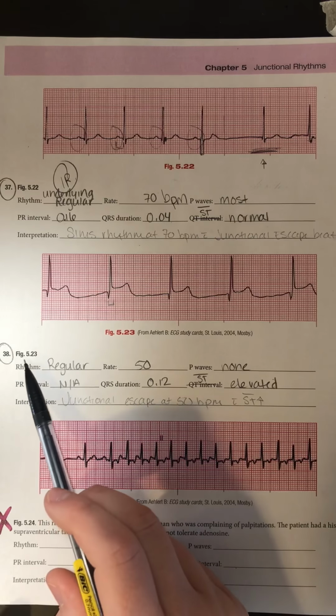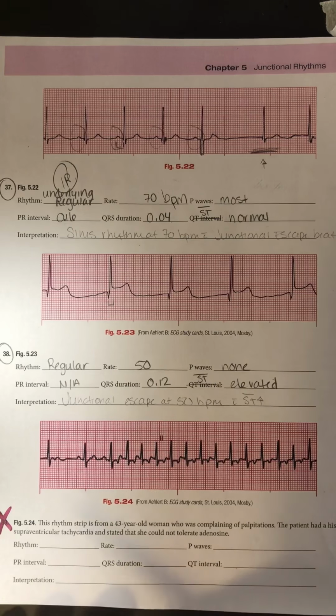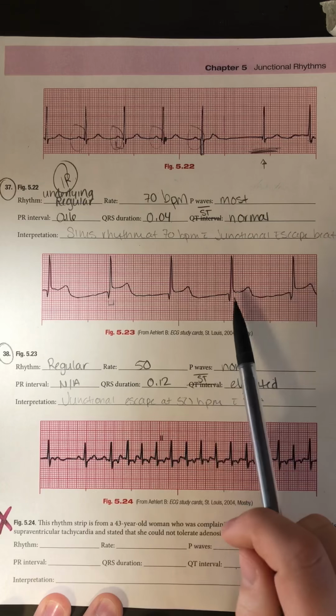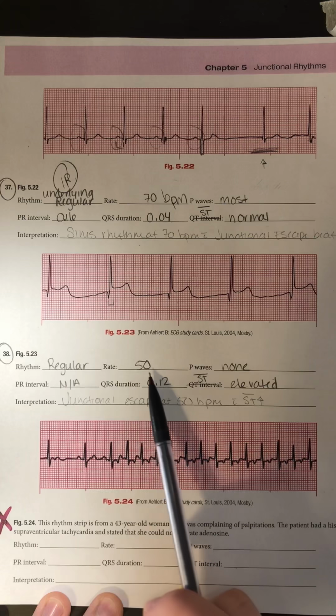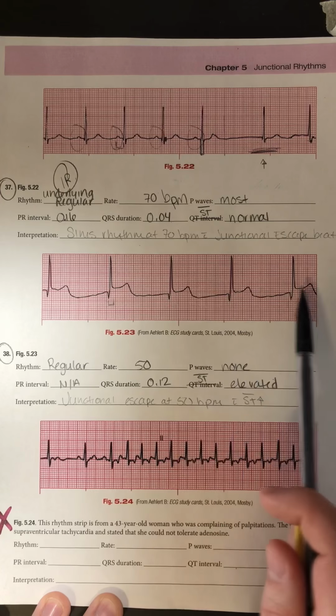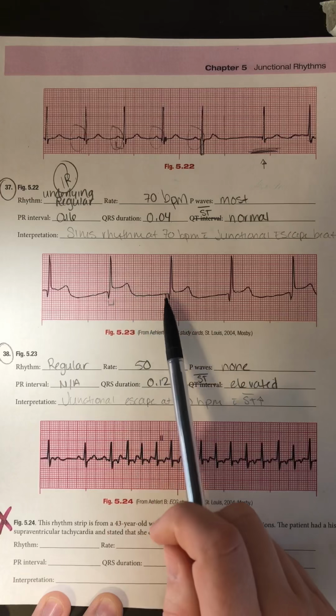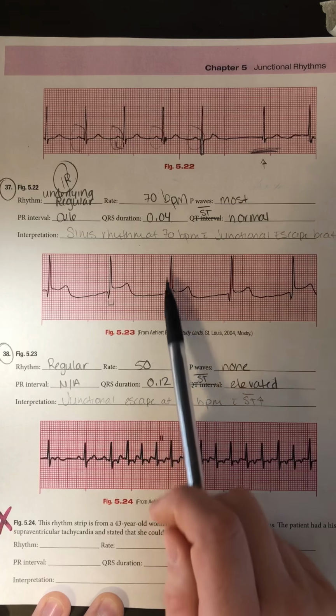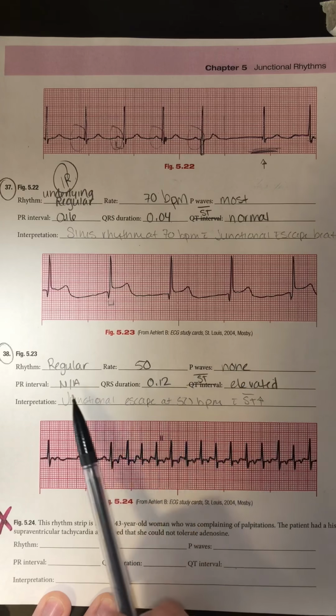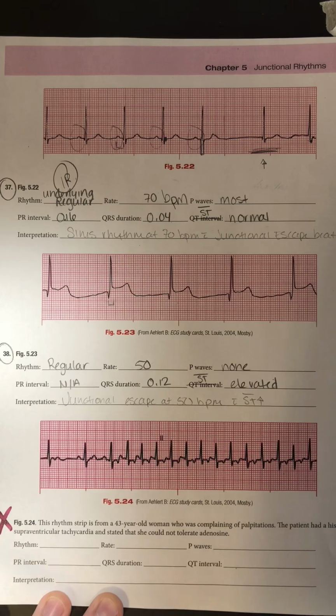All right, number 38, figure 5.23. It is regular. So I put regular, my rate, 1, 2, 3, 4, 5 times 10 gave me 50 beats per minute. And you can see here I have no P waves. It's a straight line right into that QRS complex, so none, and there's no PR interval.